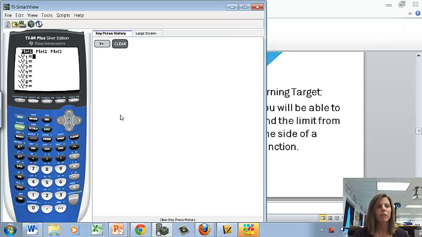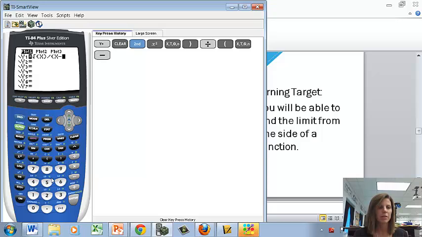Now we are going to go ahead and graph it. The function is the square root of x divided by x minus 4. So that's what I'm going to type into my calculator: square root x divided by x minus 4.